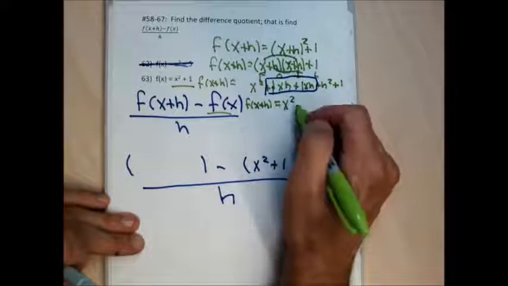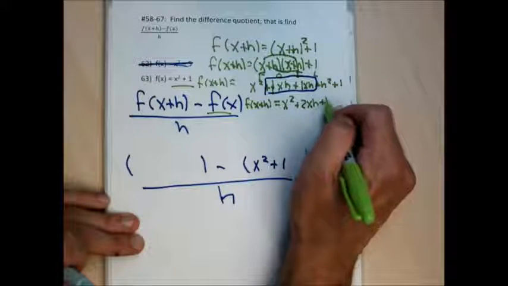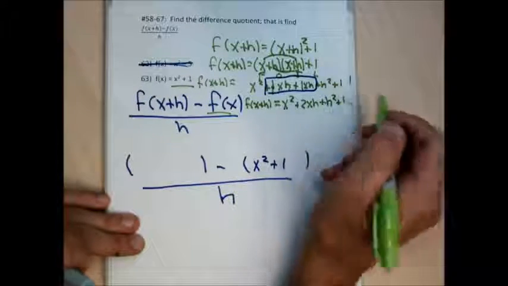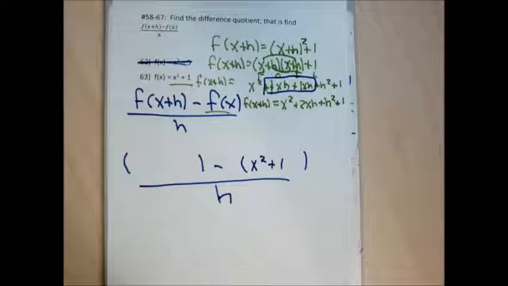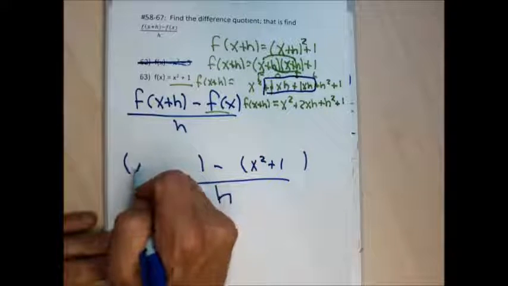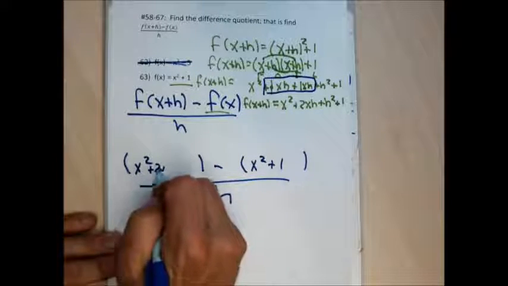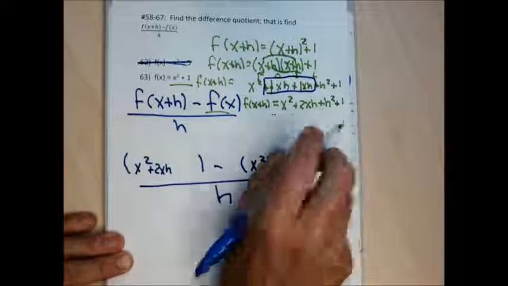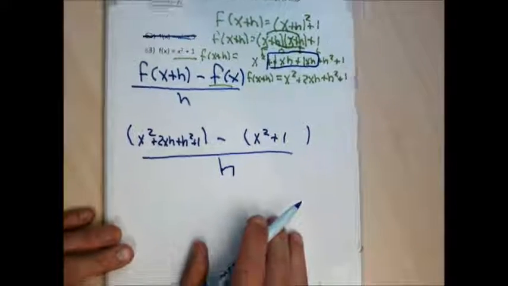1xh plus 1xh is 2xh. I'm going to leave the h squared. And I'm going to leave the plus 1. In the parentheses for f of x plus h, I'm going to write that messy mess there of x squared plus 2xh plus h squared plus 1. So that's my difference quotient.